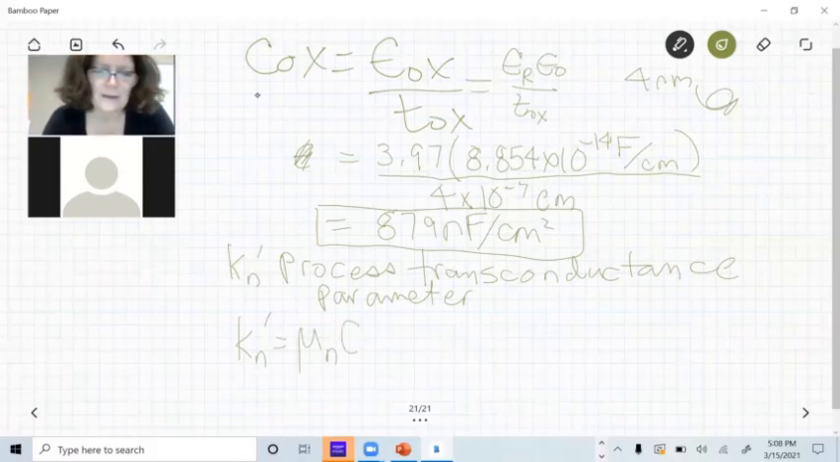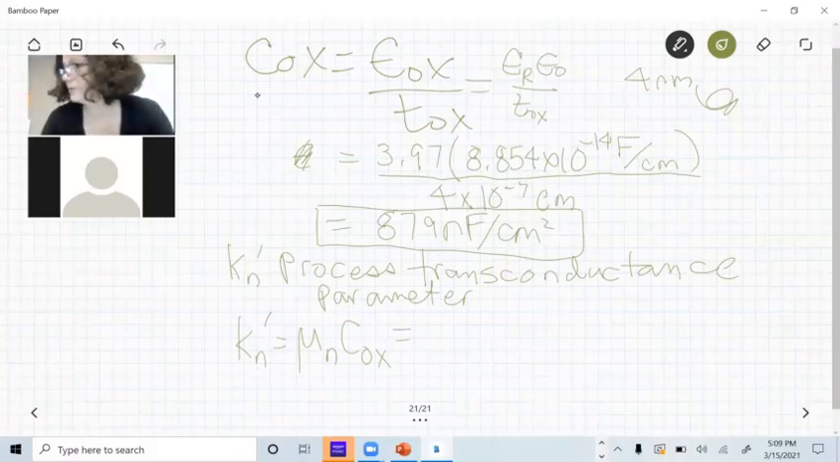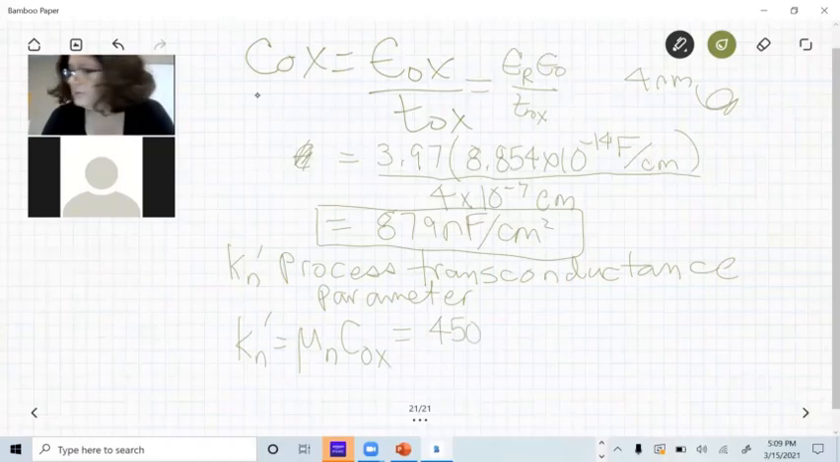We'll talk about that later, times Cox. And Cox is the same thing we've just calculated right here. We're given on that slide a number for mu n. Usually TSMC or whoever makes it will give you that number when you get your chips back. Or if you're working at TSMC, you're the person who has to measure that number. So reasonable units here are 450 centimeters squared per volt second.